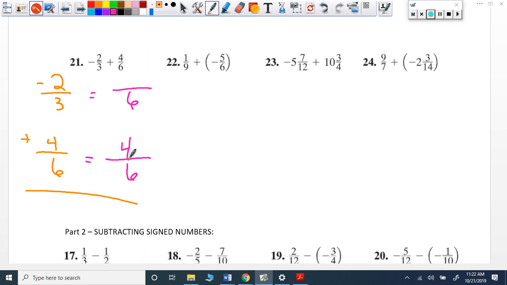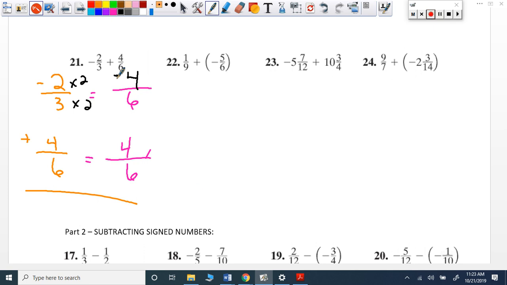Since we used the 6, we rewrote the 4. 3 times what gives me this 6? Anybody? 2. So guess what? You have to do it to the top. And that's 4, and he was already negative.